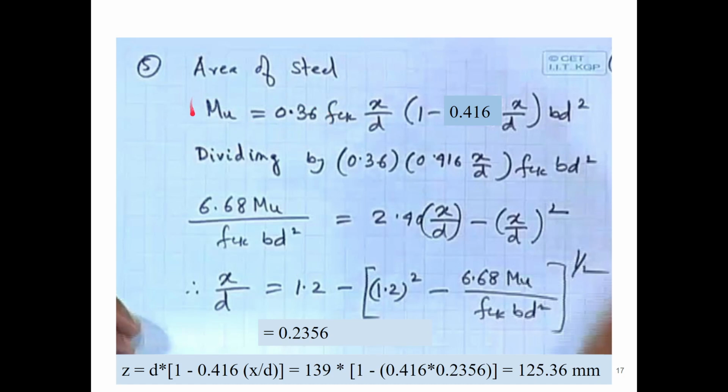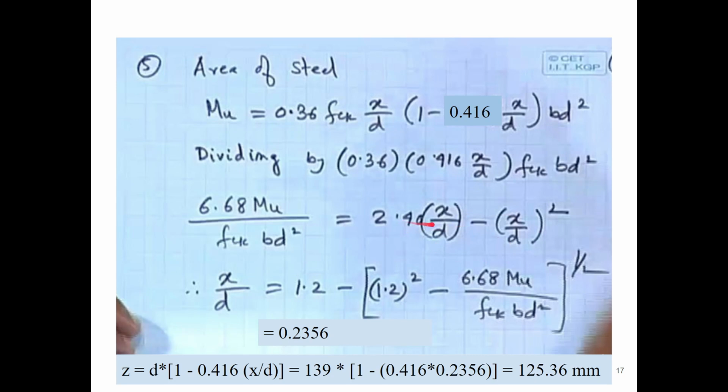So we know that Mu value can also be written as, from the area of concrete, 0.36 fck x by d into 1 minus 0.416 x by d into bd square. If we divide the whole equation by 0.36 into 0.416 fck bd square, the equation transforms into 6.68 Mu by fck bd square, which is equal to 2.40 into x by d minus x by d whole square.